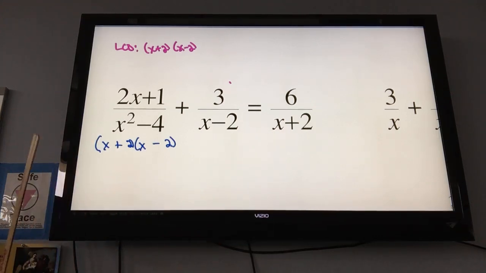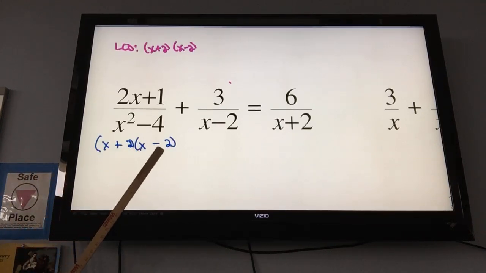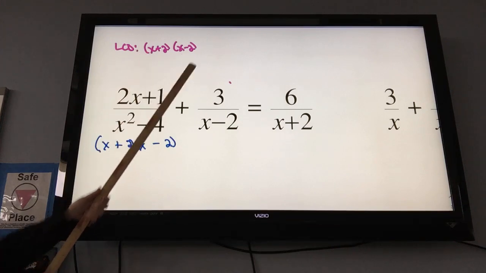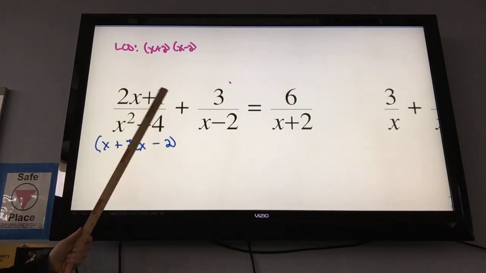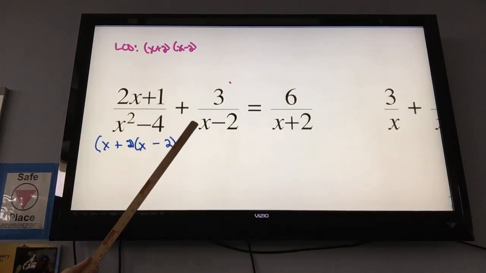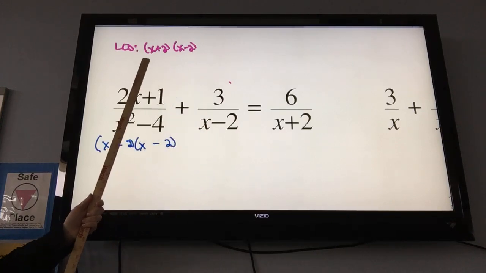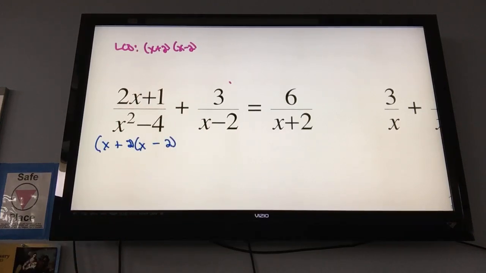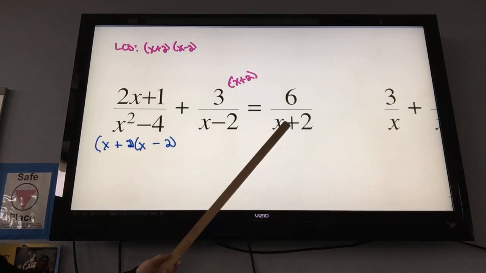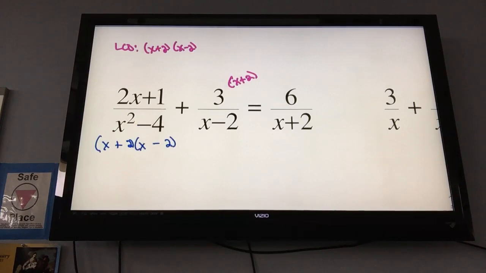So let's use our shortcut just to show you that one more time. So this denominator, compared to the LCD, has everything. It looks exactly the same, so I don't write anything here. This denominator, compared to the LCD, is missing or needs the x plus 2. And on my third term, this denominator, compared to the LCD, needs or is missing the x minus 2. And again, keep in mind that when you take the shortcut, the denominators are gone.